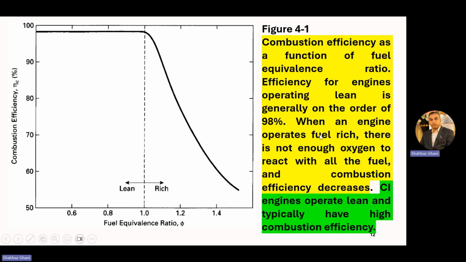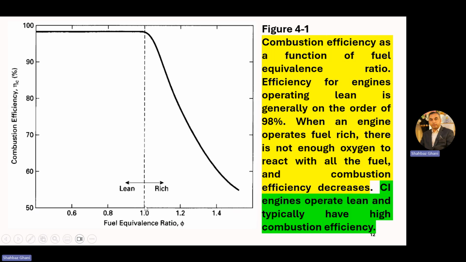When an engine operates fuel rich, there is not enough oxygen to react with all the fuel and combustion efficiency decreases. CI engines operate lean and typically have higher combustion efficiency. Now on the x-axis, we have fuel equivalence ratio from 0 to 1.6, and on the y-axis, we have combustion efficiency in percentage.